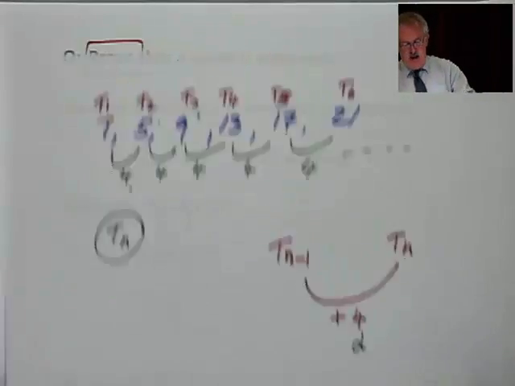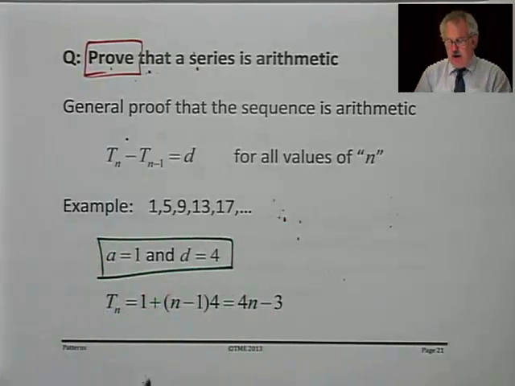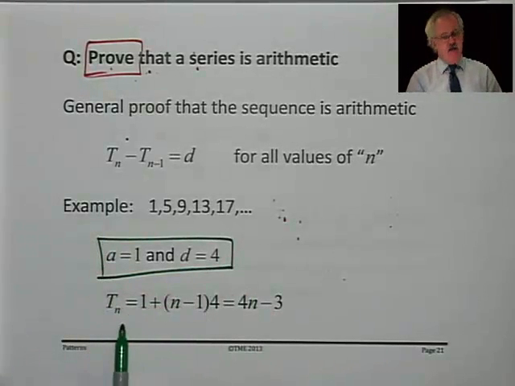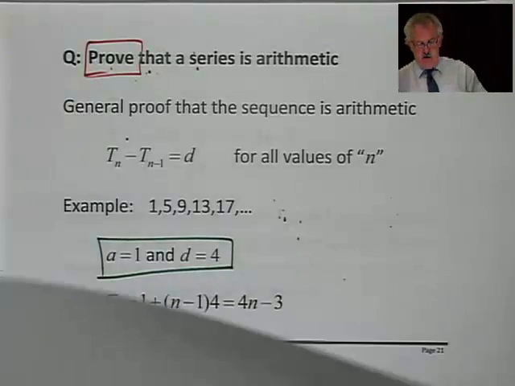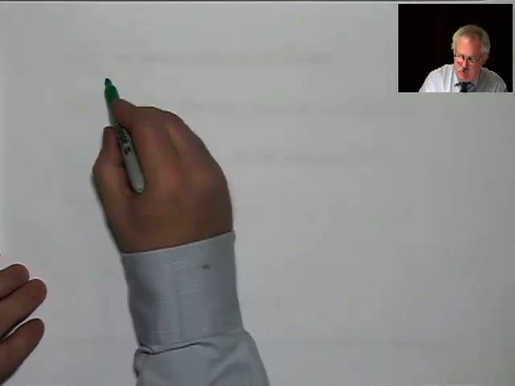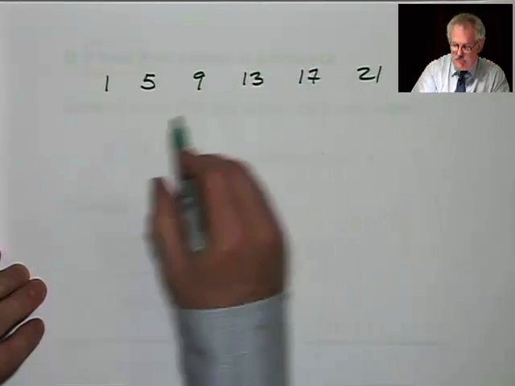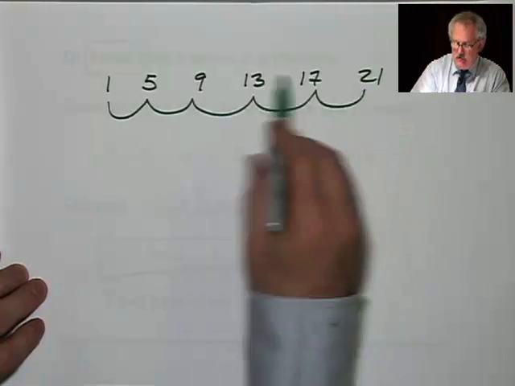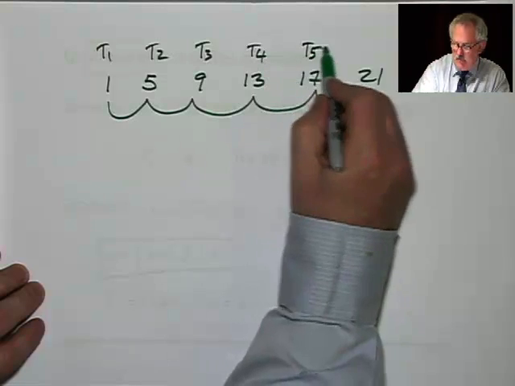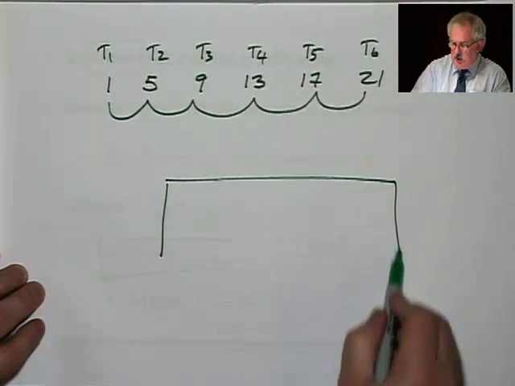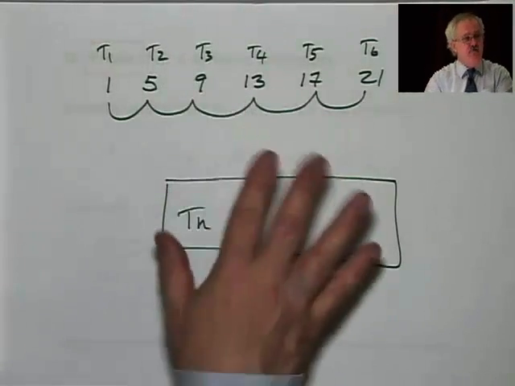So let's just see if we can do that. What we do here is we say, okay, we want to prove that in general, that Tn and T(n-1) are separated by a common difference. So here's the equation. We've got 1, 5, 9, 13, 17, 21. Find the general equation for that. Over to you. Write down the Tn in general for that equation.